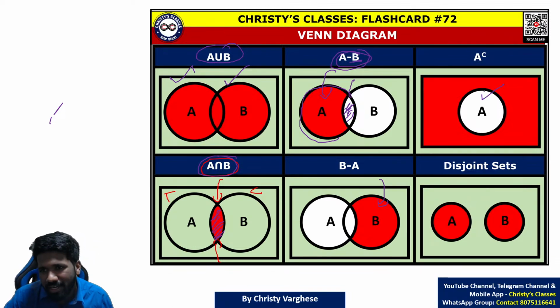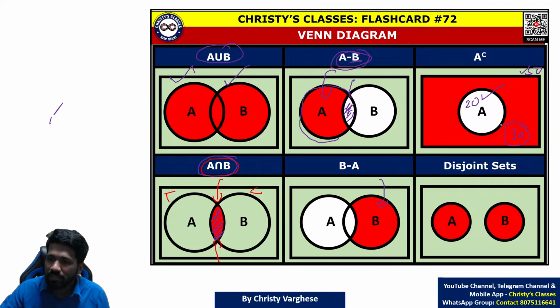Whatever is not inside A, that is called A complement. Not inside A and inside the universal set. For example, in this class, how many of you had dinner? If 20 of you told I had dinner, out of 50 people, the remaining 30 people didn't have dinner yet. Are you getting the point? So that is A complement.